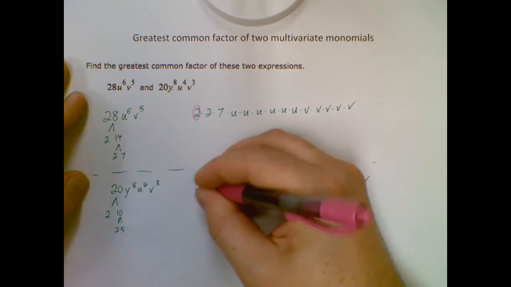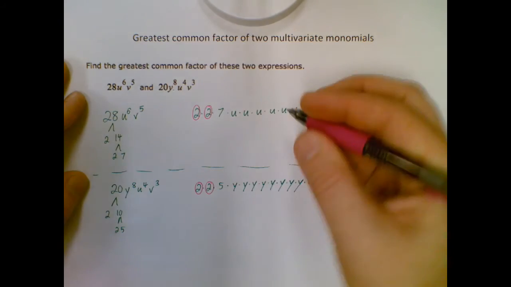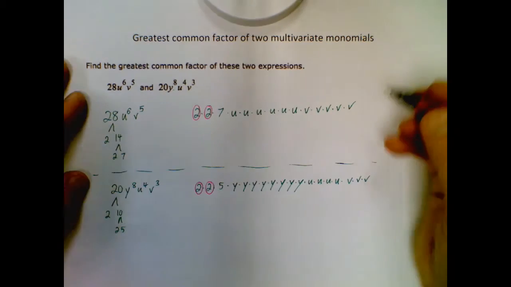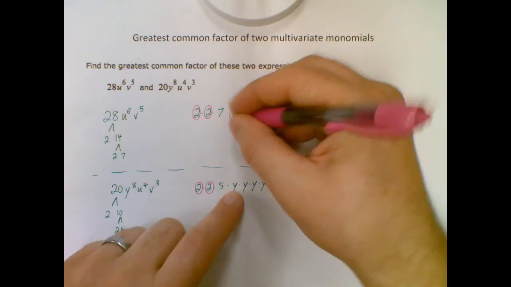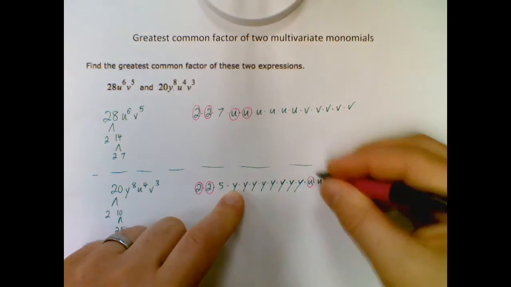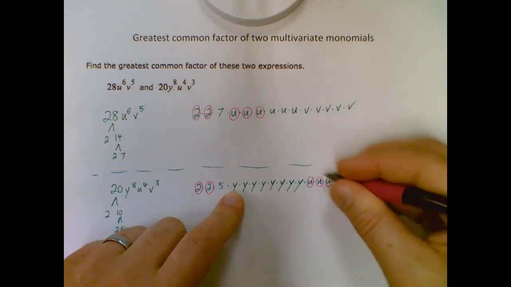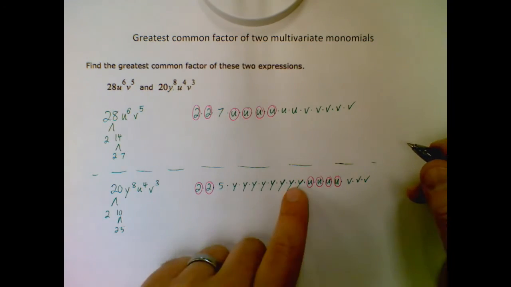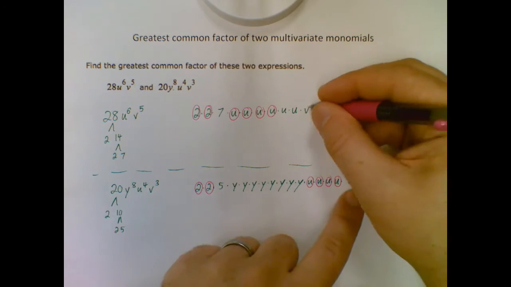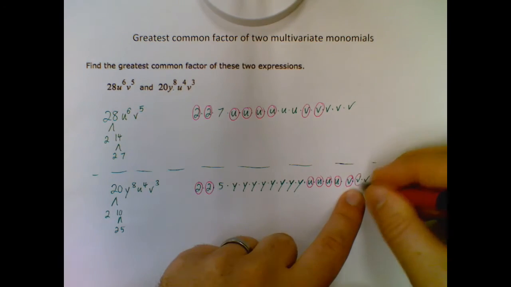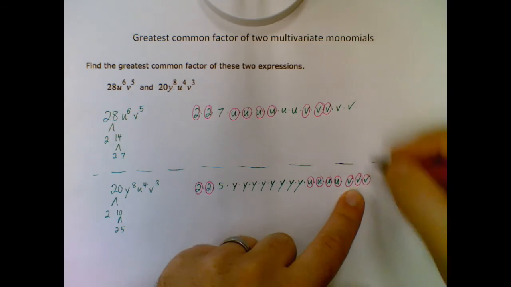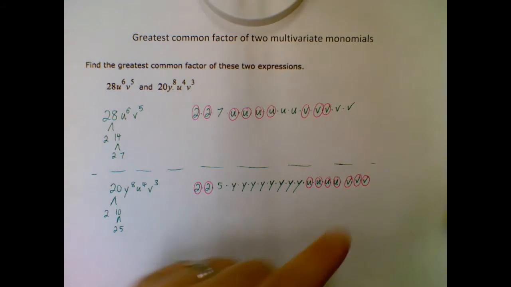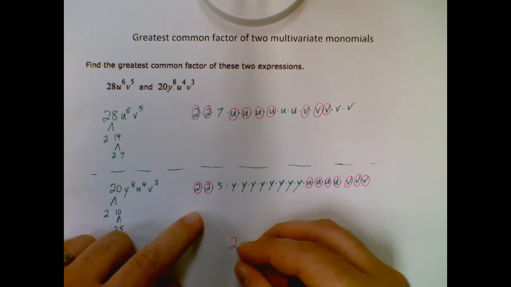So I have a pair of 2's, another pair of 2's, no 7's, no 5's. I have u's here. So it looks like I have 4 sets of u's. There are no y's up at the top, so none of those are going to get circled. And then I have 3 sets of v's. And then I have no more v's to go with that. So bringing these down, just one set.